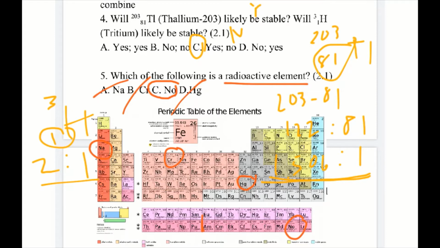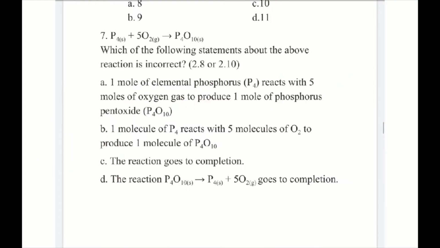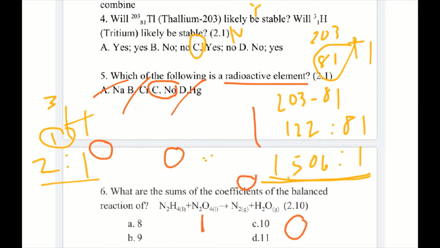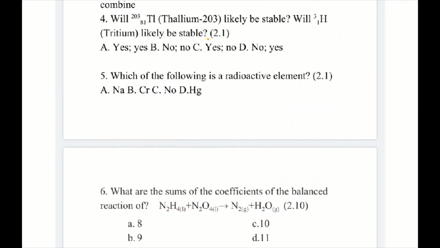And let's now do number 6. So I kind of forgot, but I think I'm covering up number 6 with this chart, so let me just delete this chart. So I'm just going to delete the chart and clear the ink, and let me recircle the answers. And now let's do number 6. What are the sums of the coefficients of the balanced reaction? So we have to balance this first. So how do we balance this?